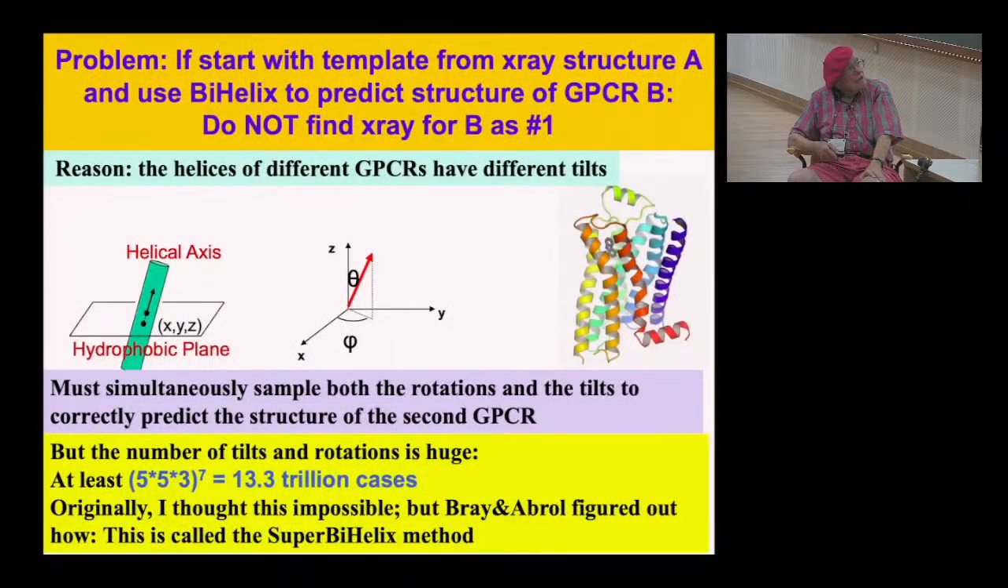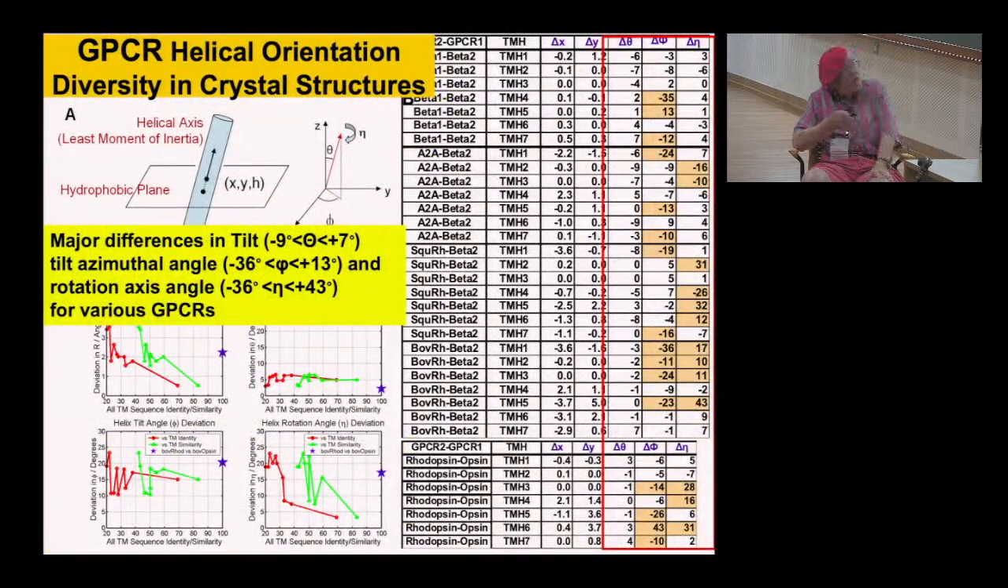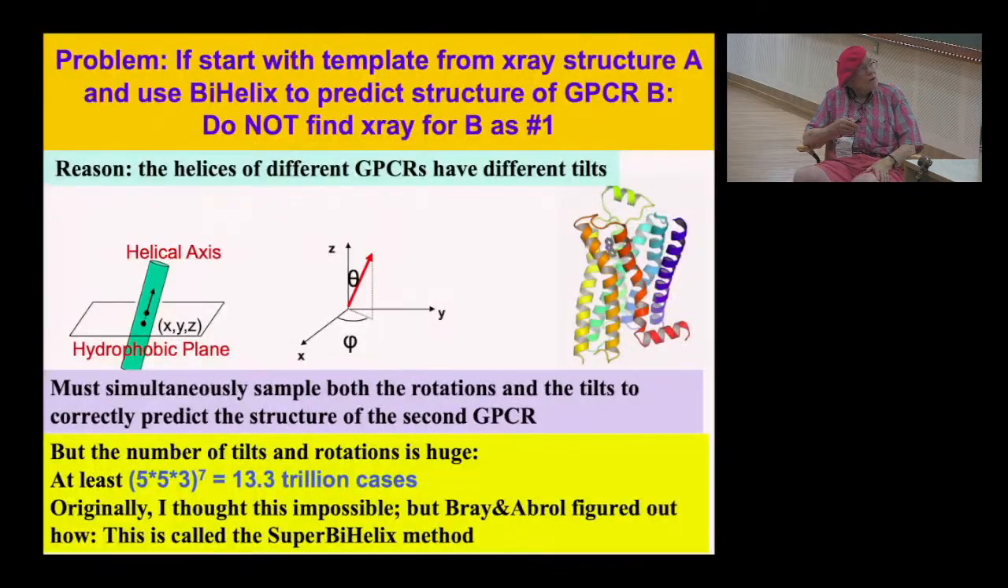And so the problem there is that if we start with a template of a known X-ray structure and we're trying to predict the structure of a new target, it's going to have a different set of rotations. So this just gives you an example of different GPCRs and the variations in the various tilts. The tilt angle changes by plus or minus about 10 degrees, azimuth angle by plus or minus around 30, and the rotation angle by plus or minus 30. So we need to optimize the tilts and the rotations.